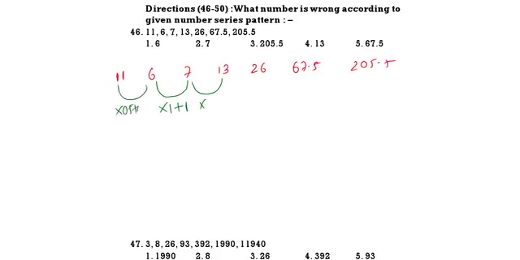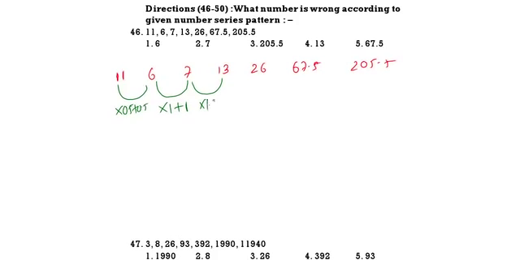Here we have to find what is the wrong number in the given series. So here this is the number series 11, 6, 7, 13, 26, 67.5, 205.5. So clearly you can see this is the multiplication itself. 11 into 0.5 plus 0.5: 11 into 0.5, 5.5 plus 0.5, 6. 6 into 1 plus 1, 6 plus 1, 7.